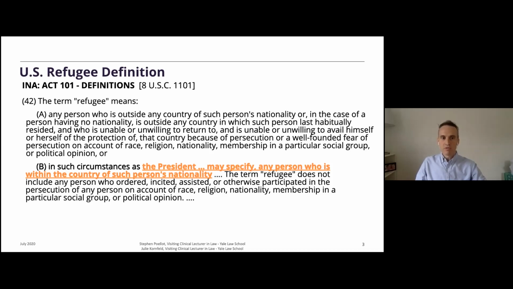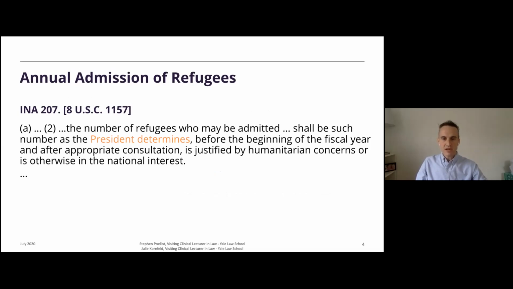But now we want to move on to Section 207 of the INA, where Congress established how the number of refugees resettled through USRAP would be determined each year. Section 207 states in part, the number of refugees who may be admitted shall be such number as the President determines before the beginning of the fiscal year and after appropriate consultation is justified by humanitarian concerns or is otherwise in the national interest. Under the INA, the President determines the number, but only after consultation with Congress.